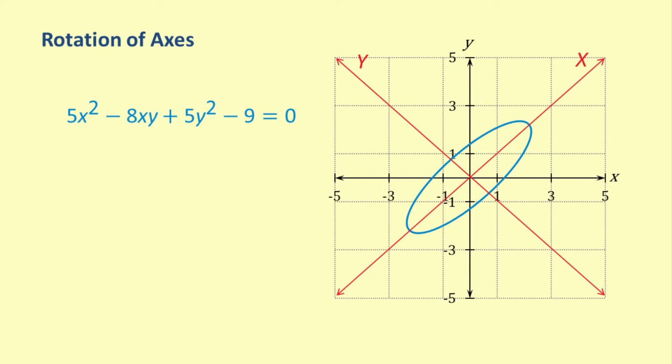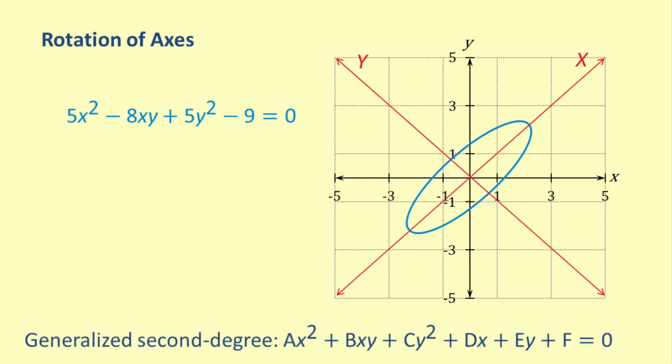We can now develop the rotation of axes formulas, which allow us to transform the second-degree equation in x y into an equation in the new capital X capital Y system of a conic that is familiar to us. We will use the generalized equation ax squared plus bxy plus cy squared plus dx plus ey plus f equals 0.